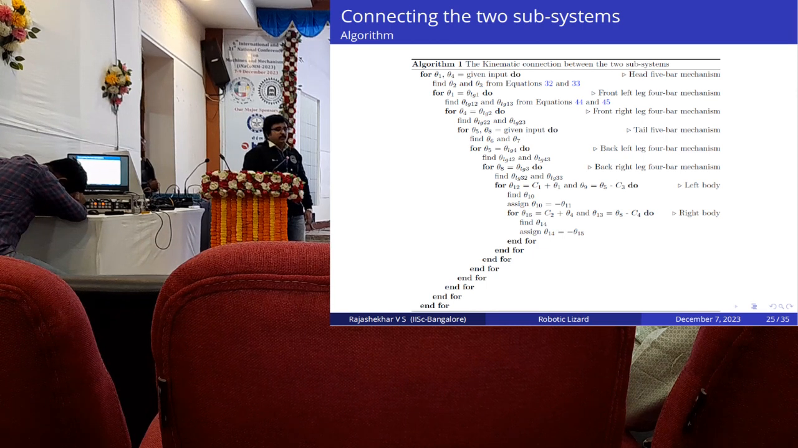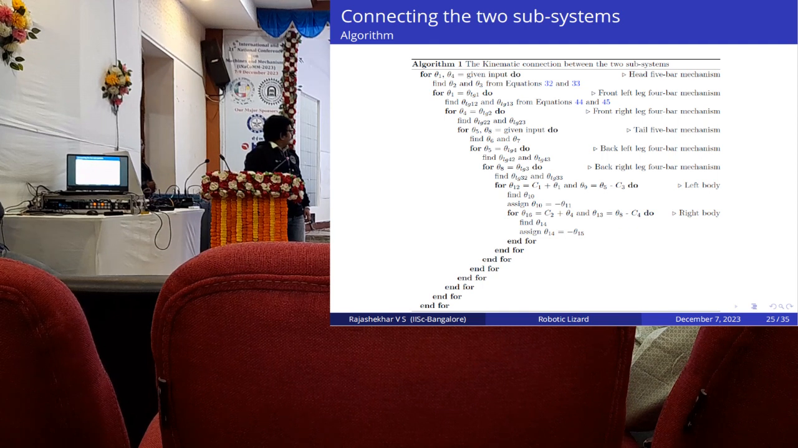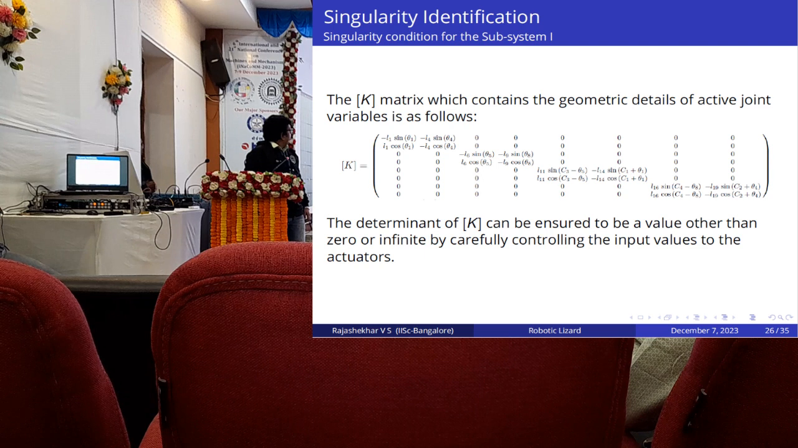And we are connecting these 2 subsystems together. The subsystem happens to be like this. Here, the head 5-bar mechanism, which you can see in the top right corner, gives angles that are fed to the left leg and the right leg 4-bar mechanisms. Then the tail 5-bar mechanism values are obtained and fed to the back left leg and the back right leg. And then the other 2 values are offset and fed to the left and the right body. So next is the singularity identification.